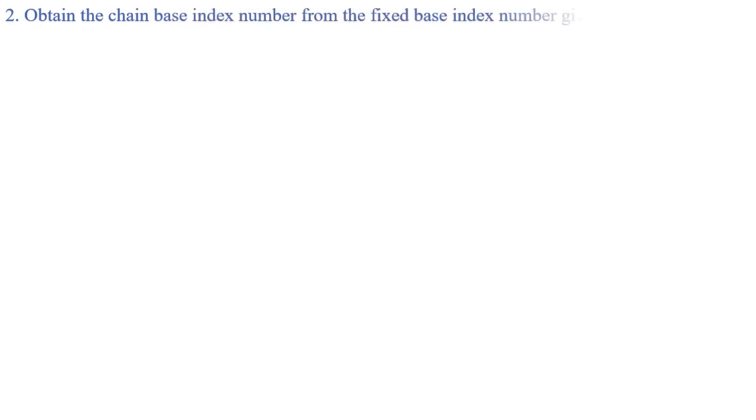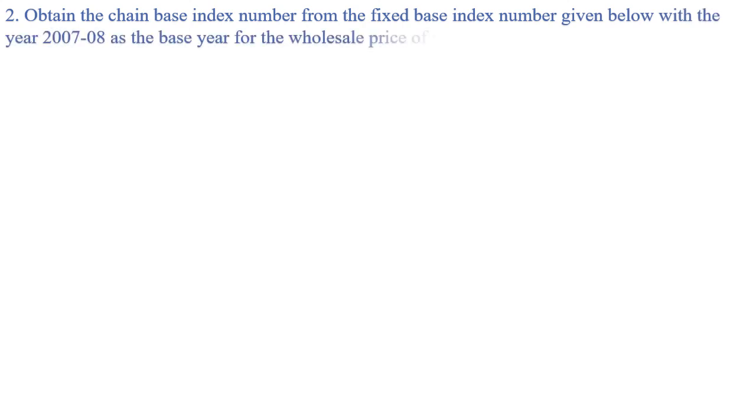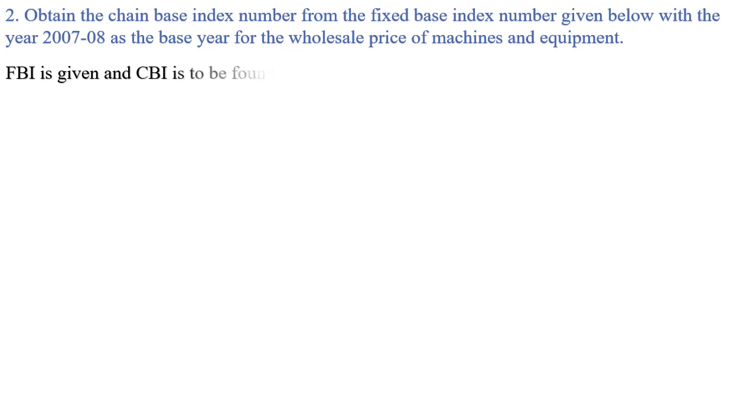Question number 2. Obtain the chain base index number from the fixed base index number given below with the year 2007-8 as the base year for the wholesale prices of machines and equipment. Okay, so chain base index number we have to calculate. Fixed base index number with a base year is given. So that means that FBI is given, CBI is to be found, the base year for FBI is also provided.